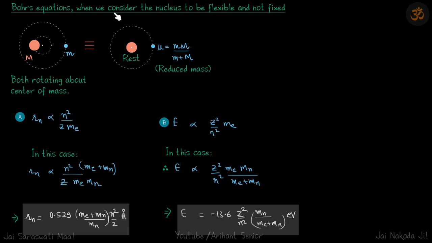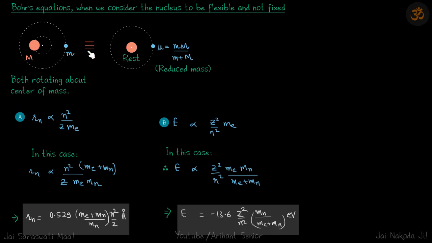Bohr's equations when we consider the nucleus to be flexible and not fixed. So when we don't consider the nucleus to be heavy, we know that the nucleus and the electron both will be revolving around their common center of mass. But the Bohr's equations which we have derived till now assume that the nucleus is at rest. But we know that in reality, the nucleus and electron both will be revolving around the common center of mass. So for that, we are going to modify our Bohr's equations a little bit.